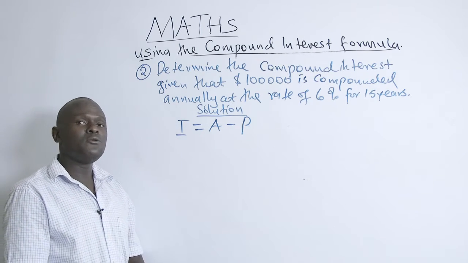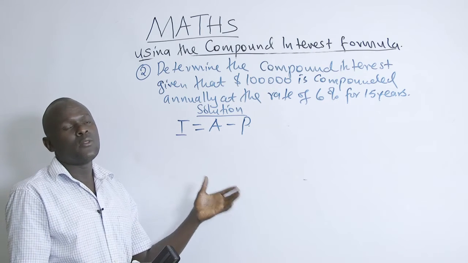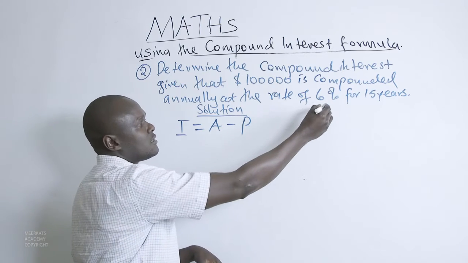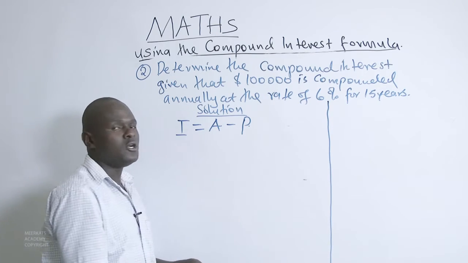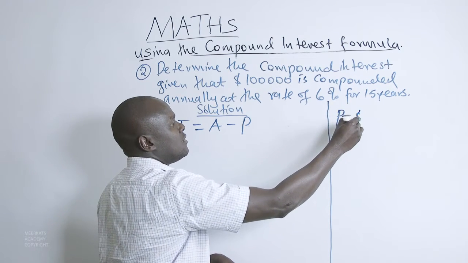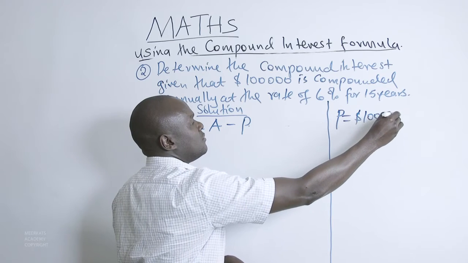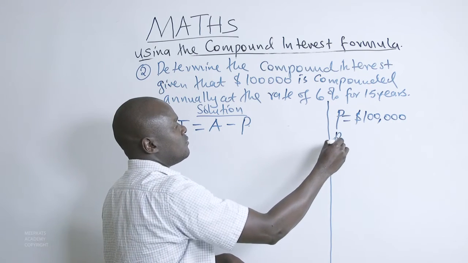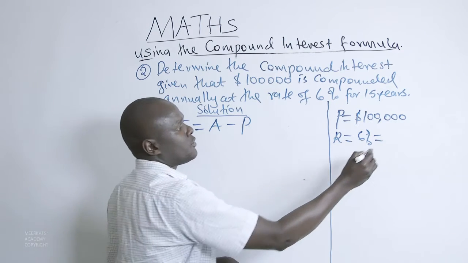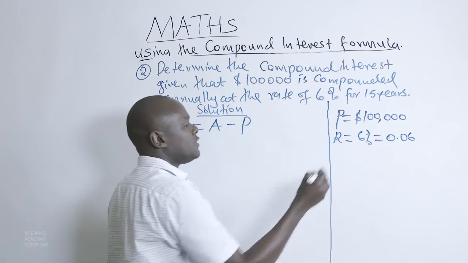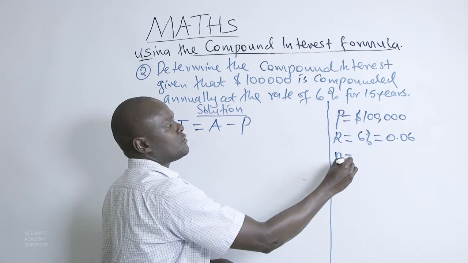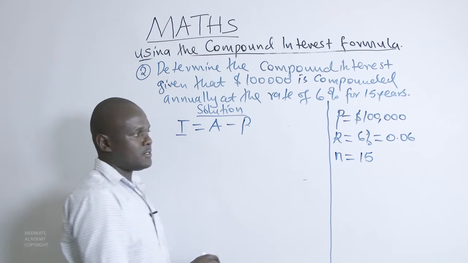And for us to calculate the amount, we need to use the compound interest formula. And before we use the compound interest formula, we have agreed that it is prudent for us to list down those items that we have been provided with. Like the principal we are given is $100,000. The rate we have been given is 6%, and written as a decimal number, this will be 0.06. You divide it by 100. What else have we been provided with? We have been provided with the periods n, which is 15 years.